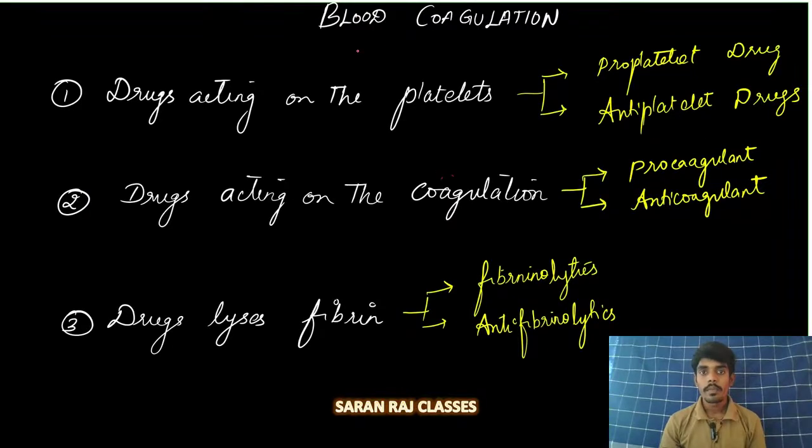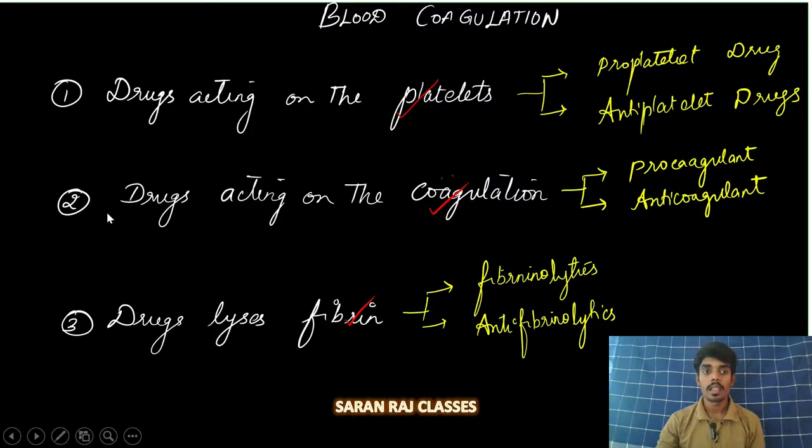So in blood coagulation, there are majorly three types of drugs: drugs acting on the platelets, drugs acting on the coagulation factors, and drugs acting on the fibrins. The drugs acting on the platelets are further classified into two types: pro-platelet drugs and anti-platelet drugs. Pro-platelet drugs enhance the activity of platelets, whereas anti-platelet drugs decrease or antagonize the actions of these platelets. So this plays an important role in blood coagulation.